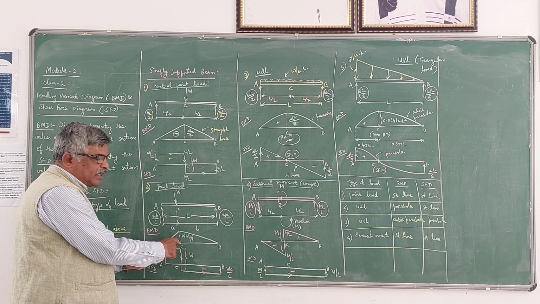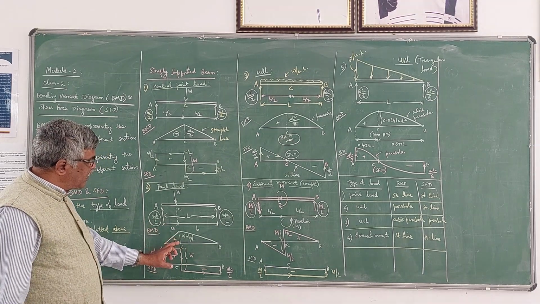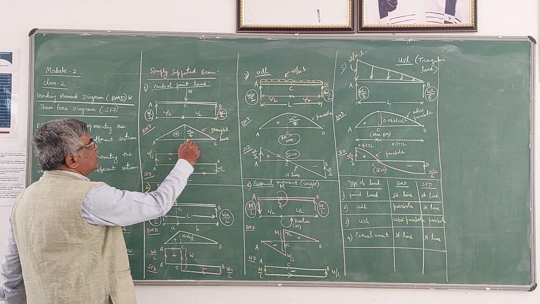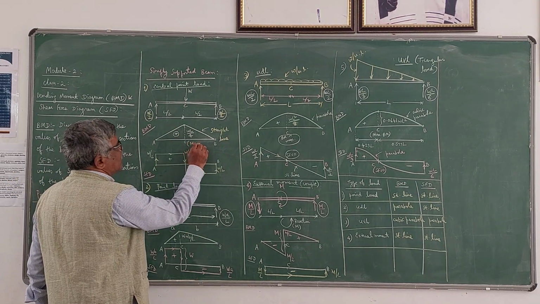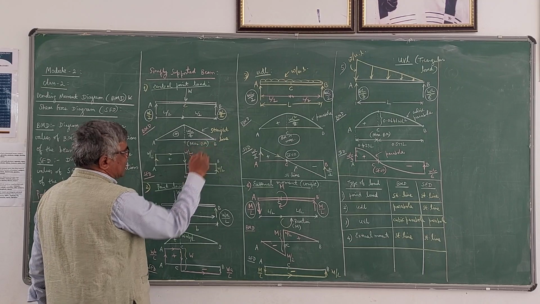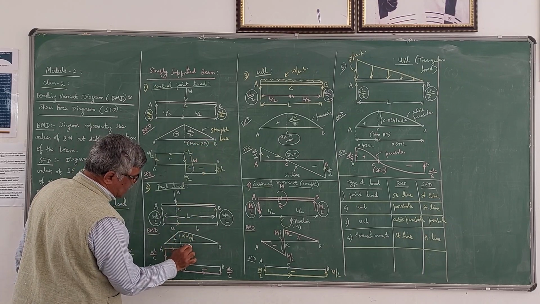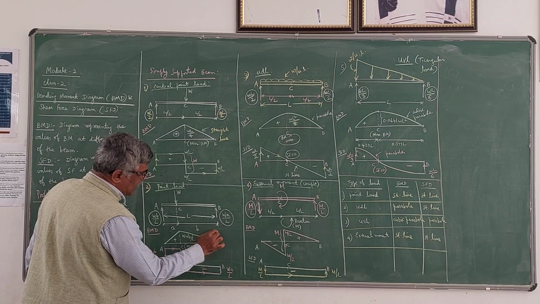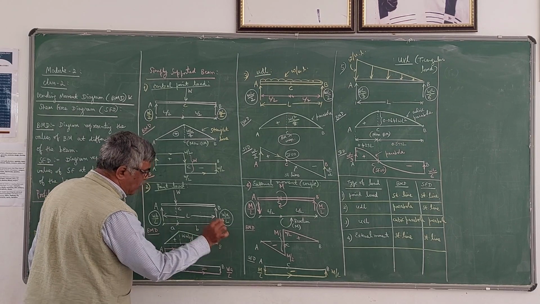Here also the bending moment is positive. Maximum value of bending moment occurs at C here. Here also maximum bending moment occurs at C. So please note this. So this maximum bending moment occurs at C. Here also maximum bending moment occurs at C. And this is also a straight line because it's a point load.